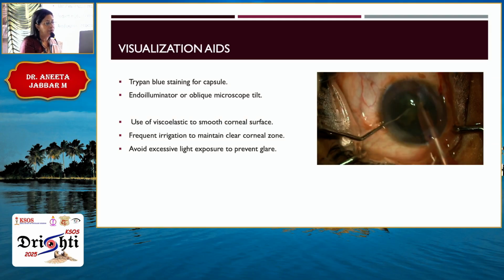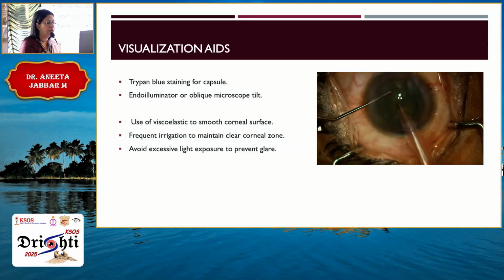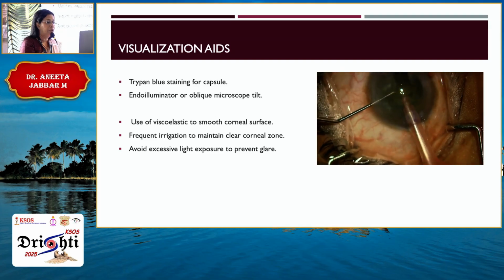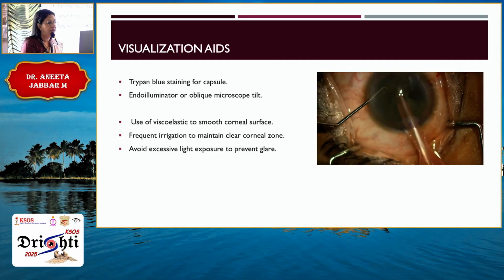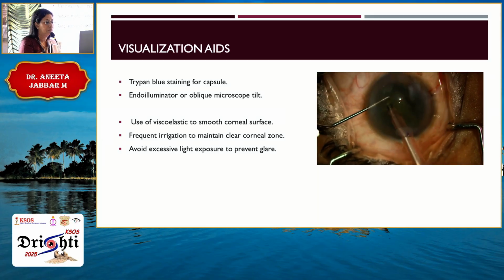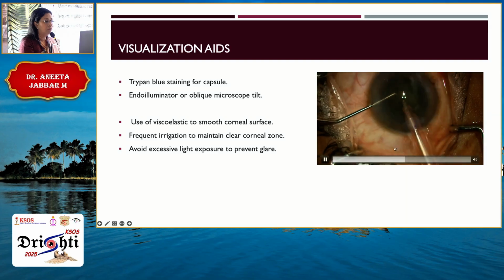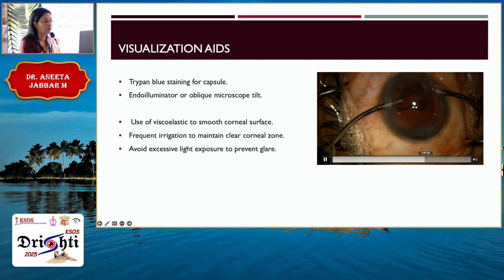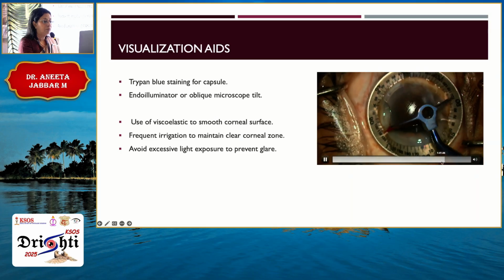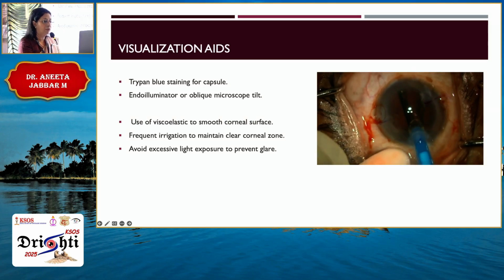And if the cornea is getting drier and drier, you can use viscoelastic coating to get a smooth corneal surface, and frequent irrigation to maintain the clear corneal zone. Avoid excessive light exposure to prevent glare, because the scar itself will reflect so much light, and the glare will be more. So this is the toric marker, and finally the patient had a good result.